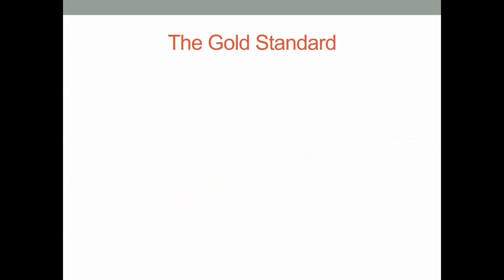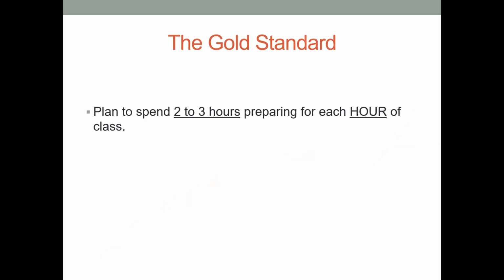Remember the gold standard for academic success? The gold standard is to spend 2 to 3 hours of study time for each hour of class. In addition to the daily assignments, you should be working systematically towards completing the big projects and preparing for big tests. This is probably not something that you have done in the past.